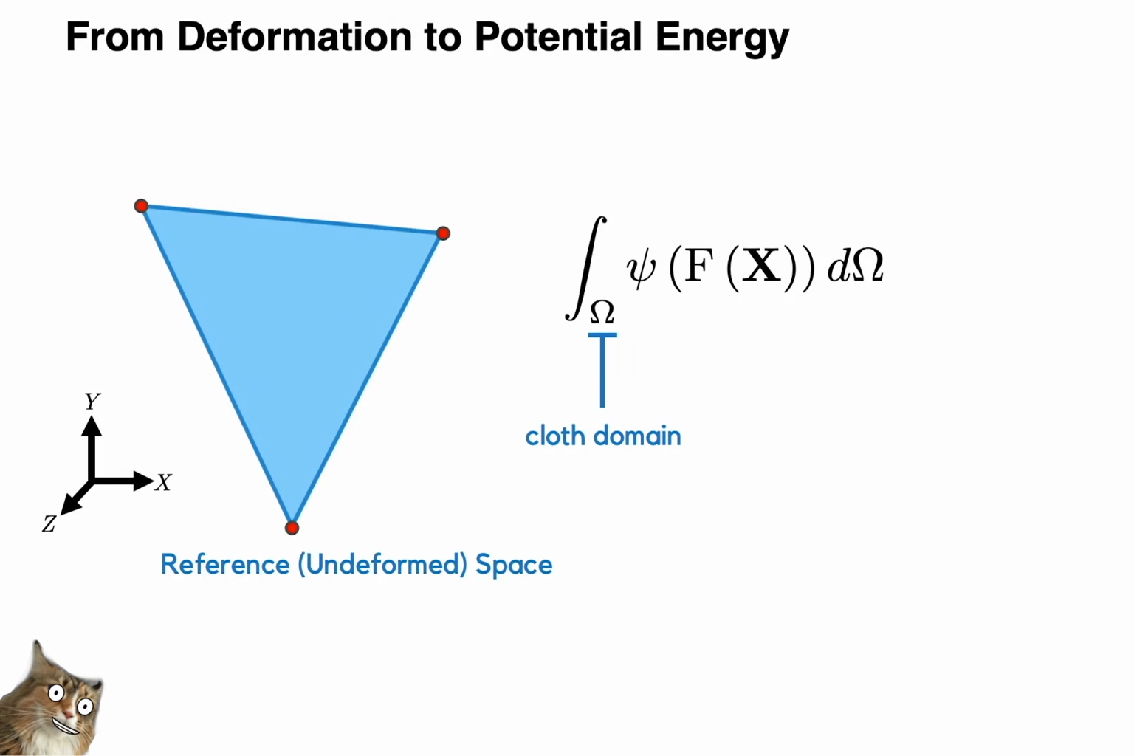Next, we introduce our material model in the form of the strain energy density function psi, and compute potential energy by integrating over the volumetric cloth domain. Once again, we assume that because the cloth is very thin in one direction, the strain energy density can be considered constant in that direction, which allows us to simplify our integral to an integration over the triangle itself, multiplied by the cloth thickness, h.